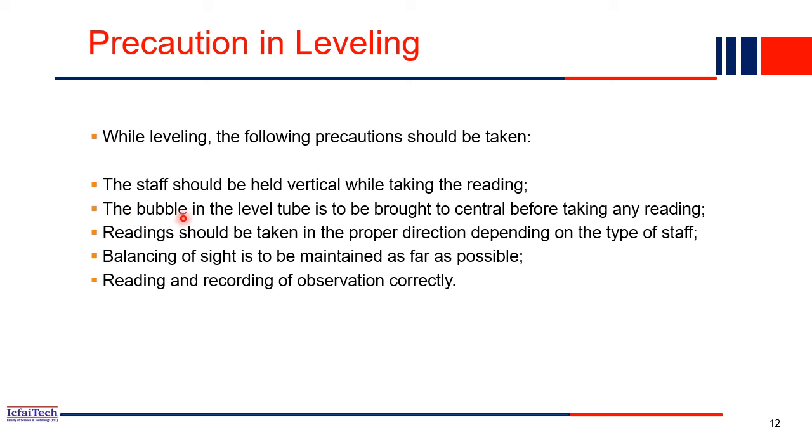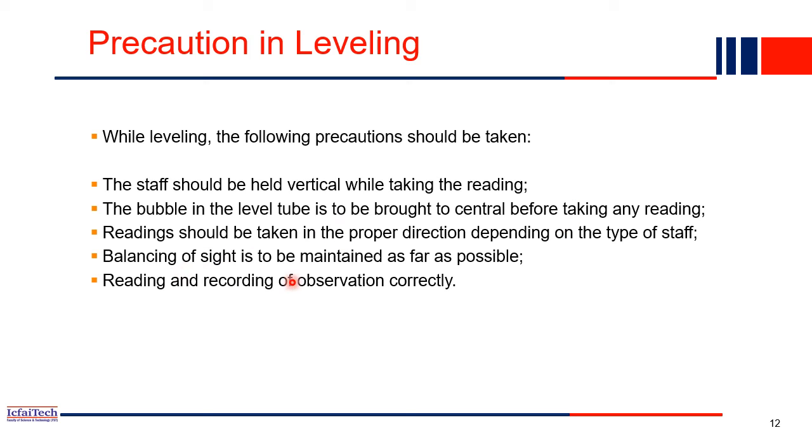Next, we have to check that the bubble in the level tube is brought to the center. The bubble in the level tube should come to the center before and after taking the readings, and we have to make sure of that. Third, the reading should be taken in the proper direction depending on the type of staff, upside down or downside up, which has to be considered.